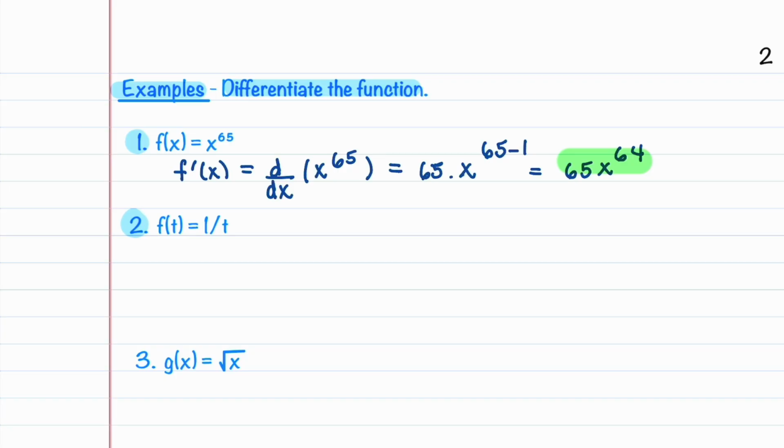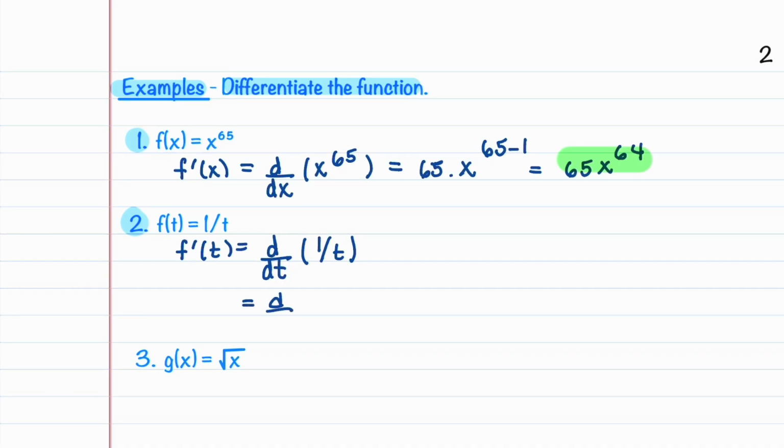In this example, we have f of t is equal to 1 divided by t. Let's start by writing f prime of t is the derivative with respect to t of 1 divided by t. We can only use the power rule when our function is raised to an exponent. So before we take the derivative, we have to rewrite 1 over t in terms of t raised to a power. This is going to be d dt of t to the minus 1. See how we now have t raised to a power? Now we can use the power rule.